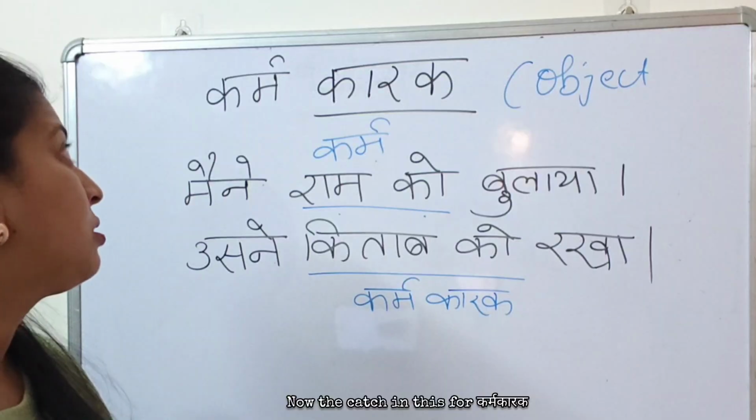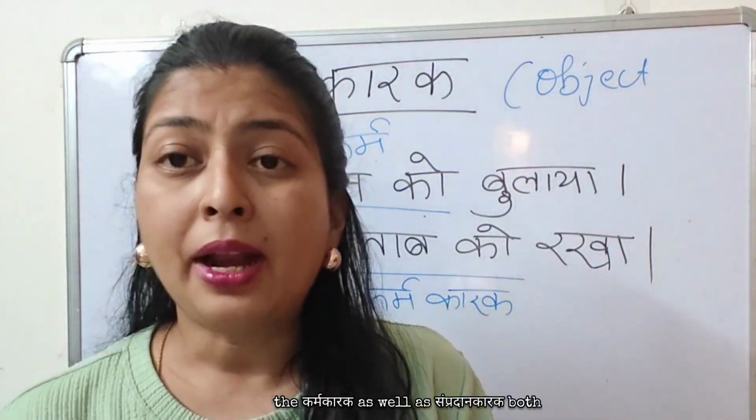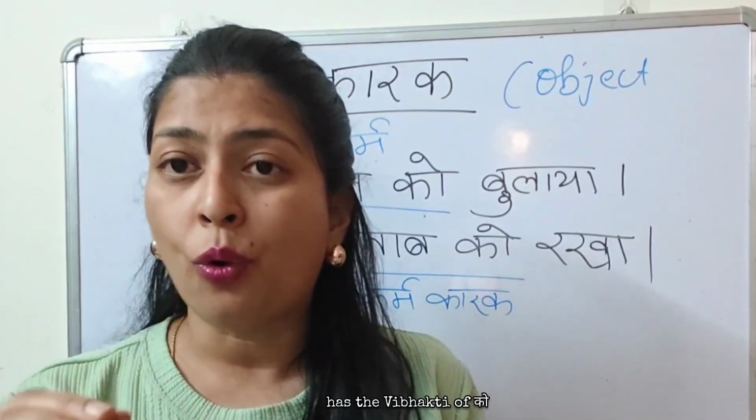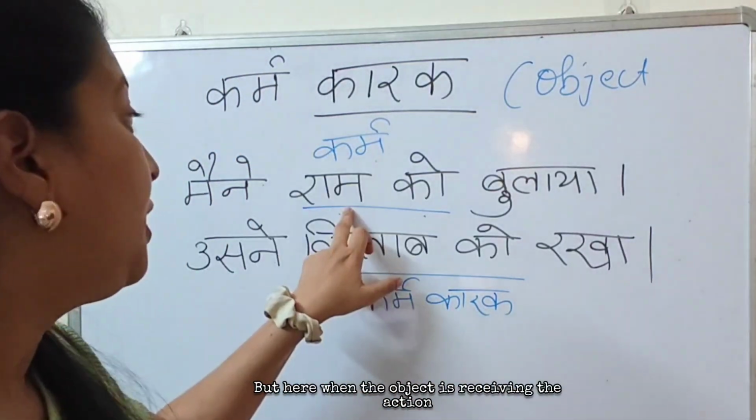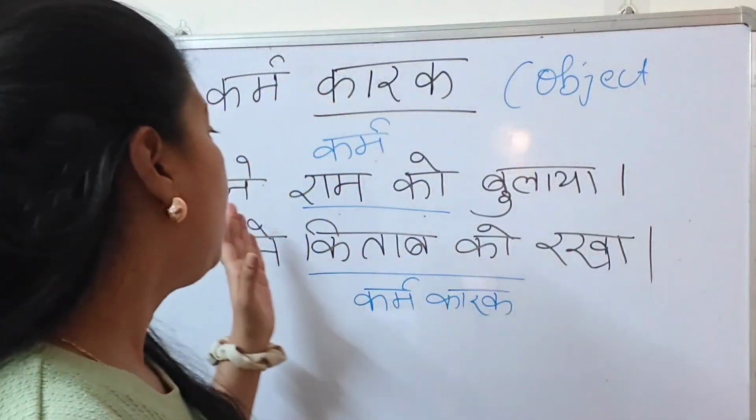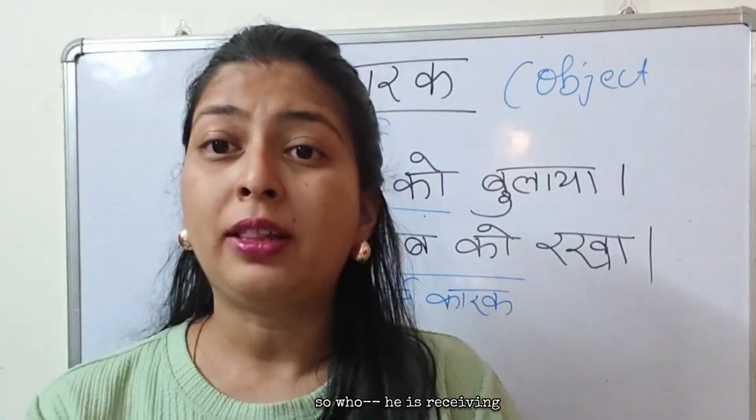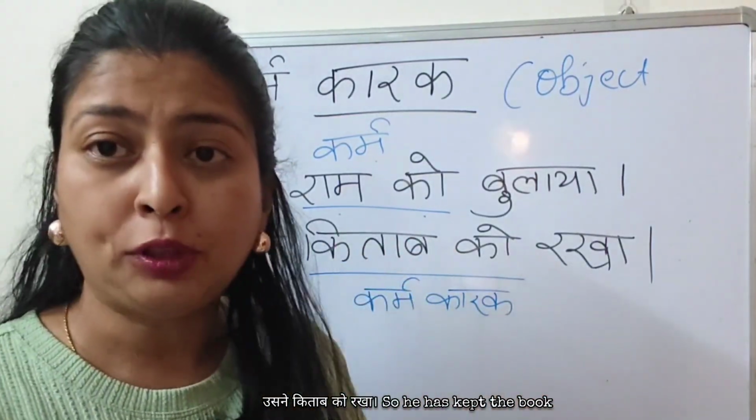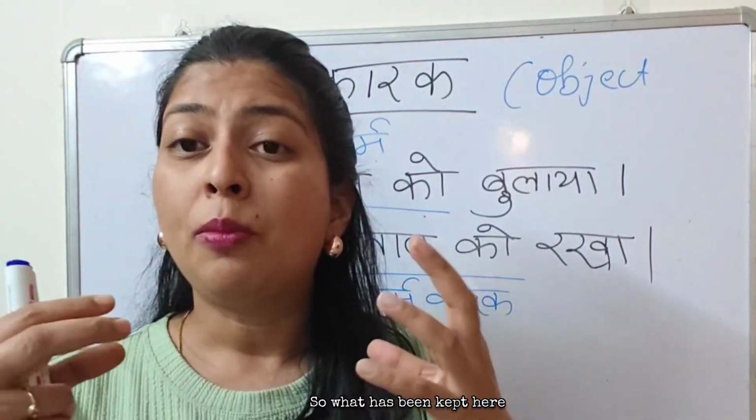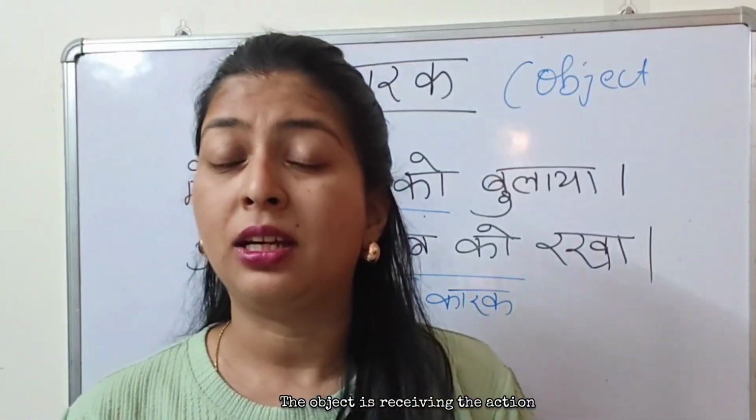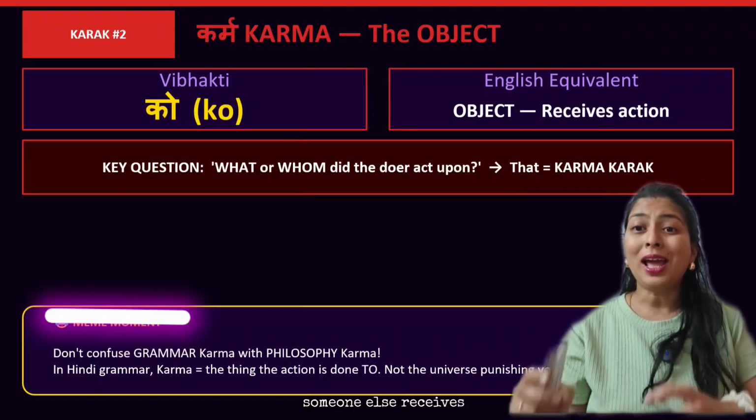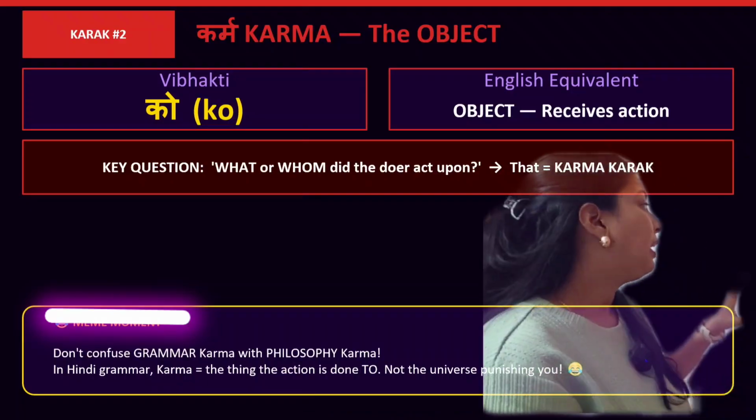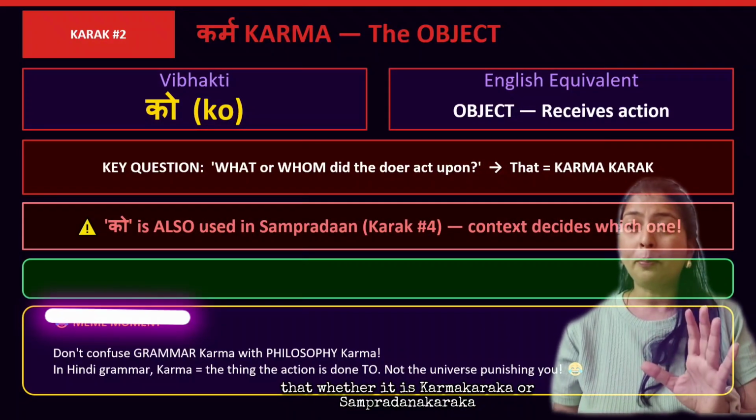Now the catch in this: Karm Karak as well as Sampradan Karak both have the vibhakti of ko. But here the object is receiving the action: Ram ko bulaya. So he is being called. उसने किताब को रखा. So he has kept the book. So what has been kept here? Book. The object is receiving the action. While in Sampradan Karak, someone else receives a gift. So here the context decides whether it is Karm Karak or Sampradan Karak.